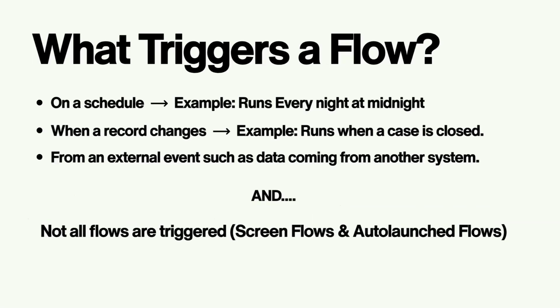So what triggers a flow? Flows can run in different ways. They can run on schedule. For example, you can have a flow that runs every night at midnight. Flows can run when a record changes. For example, when a case is closed and we want to update the close date automatically. And flows can also run from an external event, such as data coming from another system. And it's important to note that not all flows are triggered. Both screen flows and auto launch flows aren't triggered.